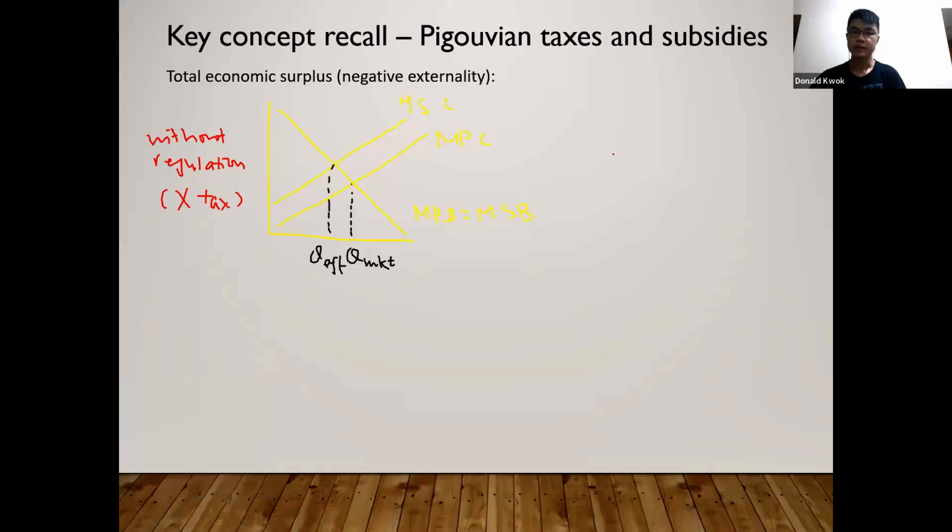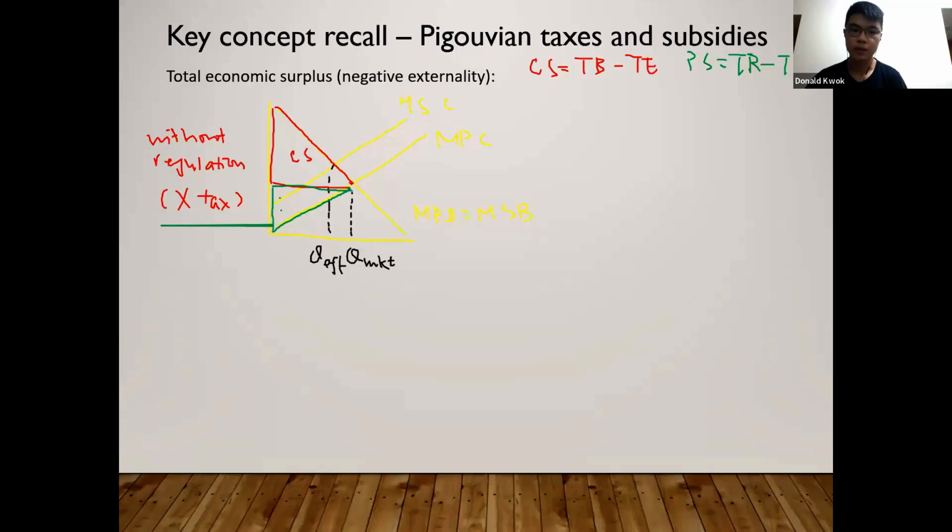So let's analyze the areas one by one, and let's start with consumer surplus first, which is total benefit minus total expenditure. So it will simply be the area under the marginal private benefit curve until the market quantity. So this triangle will be the consumer surplus. How about producer surplus? Producer surplus is total revenue minus total variable cost. So it will simply be the area constrained by the marginal private cost curve until the market equilibrium. So this green triangle will be the producer surplus.